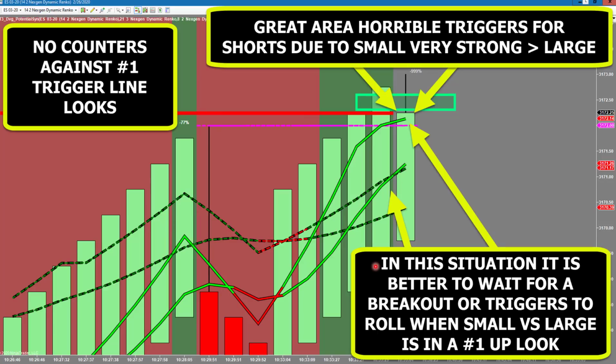So in this situation, it's better to wait for a breakout to the upside, or it's better to wait for the triggers to roll, which means you have to wait for one of those two things to happen. And again, just because you reach a fib or just because you have a trigger condition doesn't actually mean you have a trade. But again, it's a subtlety, and I wanted to point it out because this is where a lot of people will have failures. Strong small triggers above strong large triggers, resistance isn't as expected to hold.